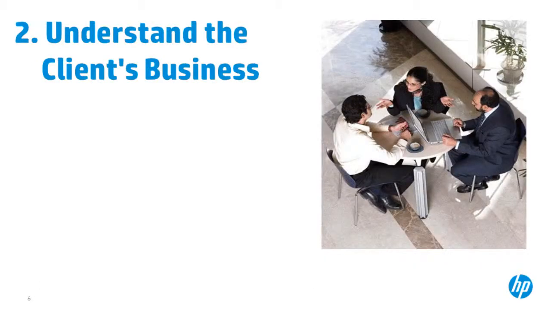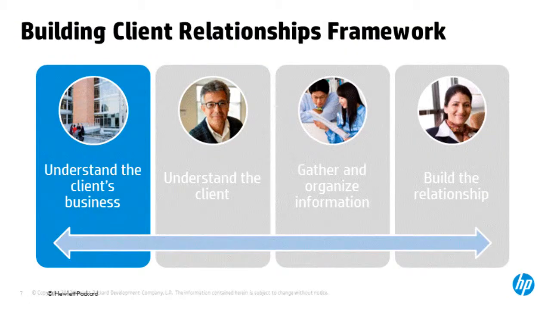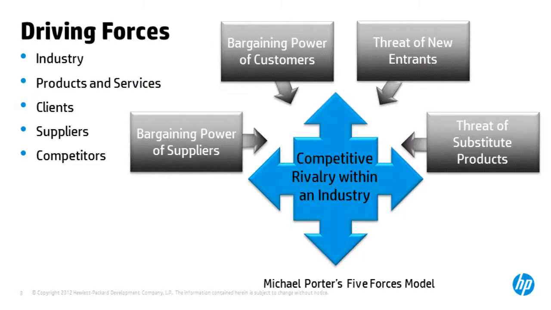The first aspect we'll be looking at is understanding the client's business. Michael Porter's 5 forces model can be used to understand the external and internal forces that affect a business. Each of the 5 forces has a positive and a negative aspect. A strong supplier bargaining position means that suppliers can demand high prices and dictate terms. If they are in a weak position, they have to accept lower prices.